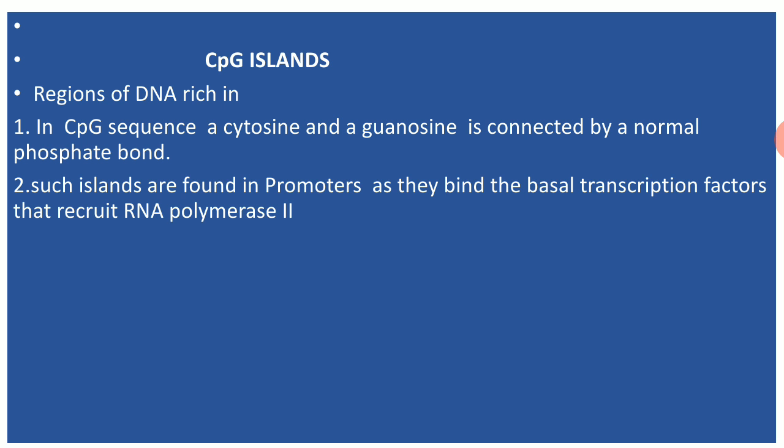CpG islands. The region of DNA rich in CpG sequence, that is cytosine and guanosine, and in this sequence cytosine and guanosine are connected by a normal phosphate bond. Such islands are formed in promoters as they bind the basal transcription factor that recruits RNA polymerase II.